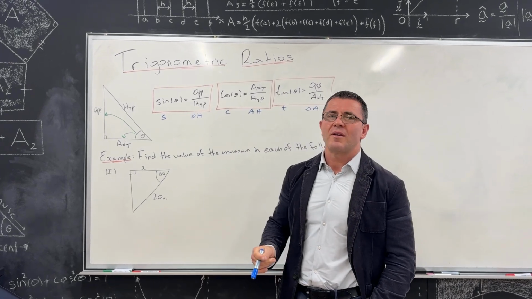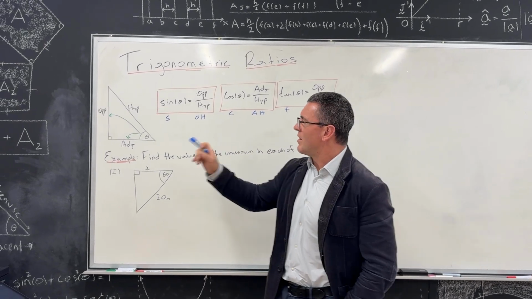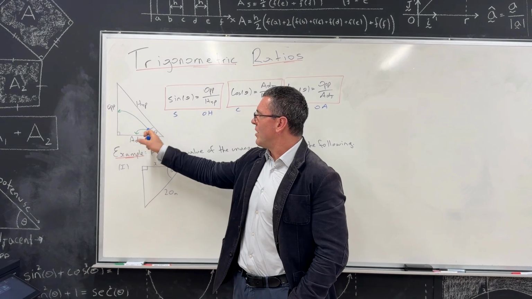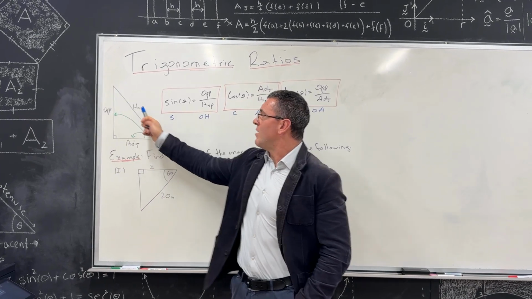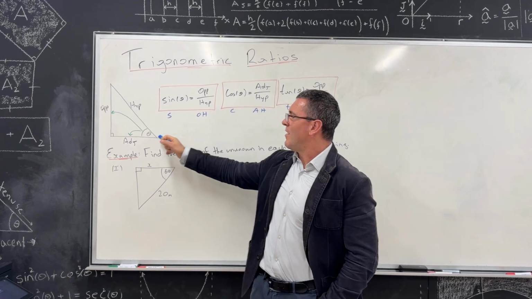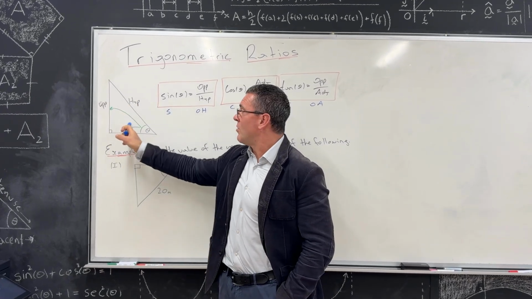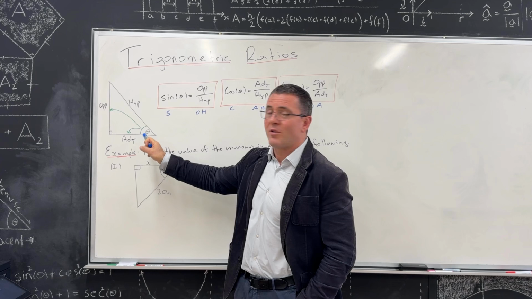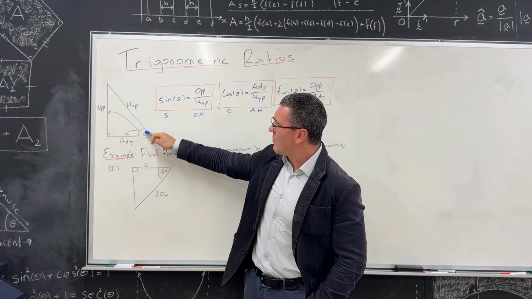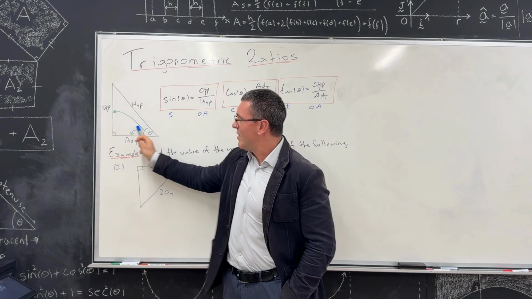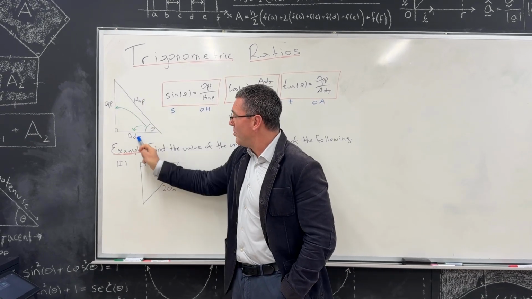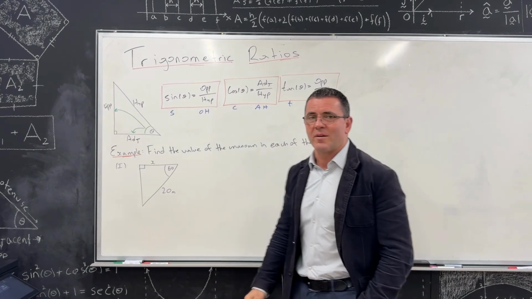But once we hit about year 9, we label the other two sides according to the angle you're looking at. The longest side of a triangle is the hypotenuse, and the other two sides on a right angle triangle are labeled opposite and adjacent. If you're looking from this angle here, across the other side is the opposite and next to it is the adjacent, and it would be vice versa if the angle was up there.